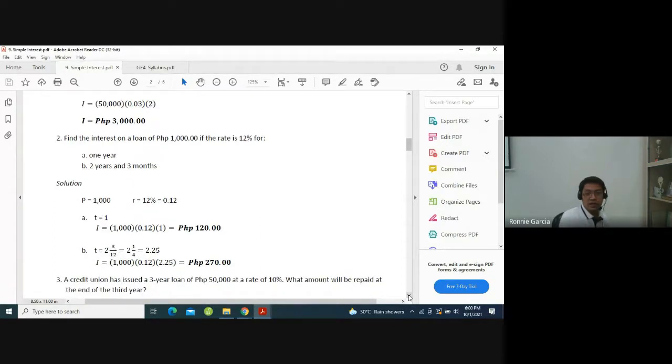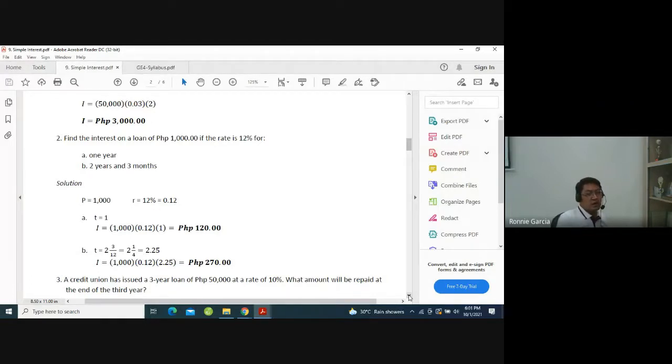Please prepare your calculators and your pen and paper. A credit union has issued a 3-year loan of 50,000 pesos at a rate of 10%. What amount will be repaid at the end of the 3rd year? You start answering now and send your answer to our chat box. The explanation will be given later pa. First answer is 15,000 from Emery. You can still change your answer anytime, as long as open pa ang chat box. You may read again the question kay basig mali ang inyong pasabot.